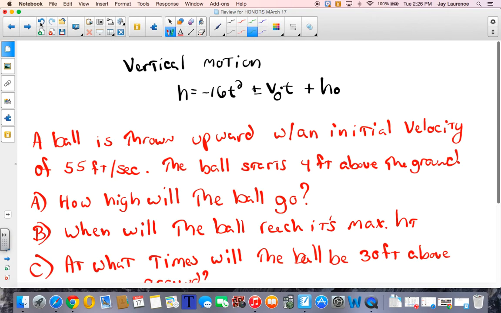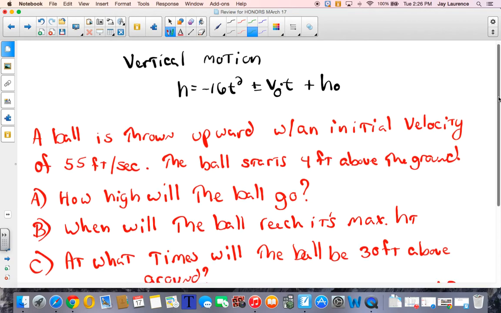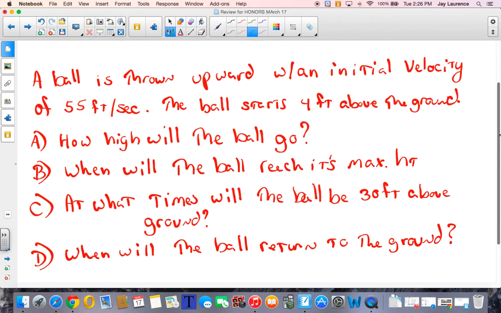Okay, moving right along. All right, vertical motion problem. I gave you that equation right there. I expect you to know that. Okay, a ball is thrown upward with an initial velocity of 55 feet per second. The ball starts 4 feet above the ground. How high will the ball go? When will it reach its max height? At what times will the ball be 30 feet above the ground? When will the ball return to the ground?